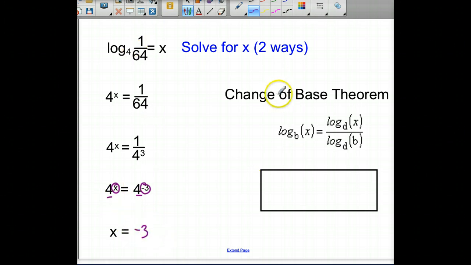You can also solve this equation by using the change of base theorem, which you learned in algebra. If you have the log of x base b, you can change that to the log of x in any base divided by the log of b in that same base. And the most common base we use is 10, just because that's our common log. So log of x base b is the log of x divided by the log of b, using whatever new base you want.